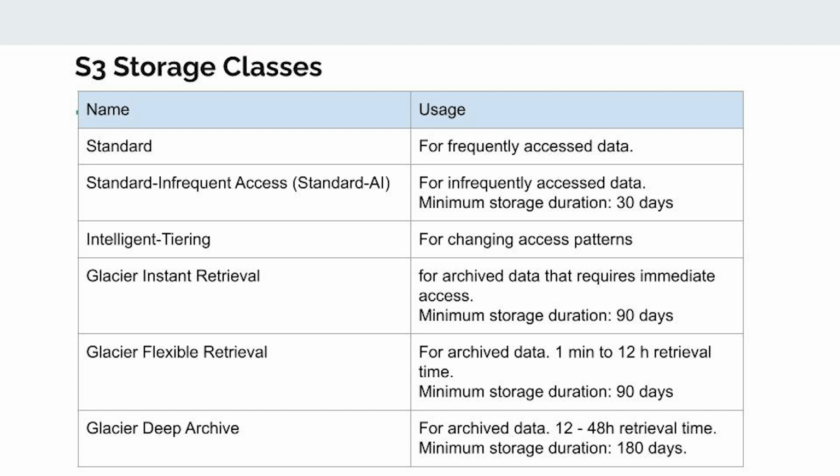Glacier Flexible Retrieval class is for general archived data. It provides 1 minute to 12-hour retrieval time. Similar to Glacier Instant Retrieval class, data is charged for minimum storage duration of 90 days. Glacier Deep Archive class is for deep archive data. It provides 12 to 48 hours of retrieval time. Data is charged for minimum storage duration of 180 days. Glacier Deep Archive provides the lowest storage cost.